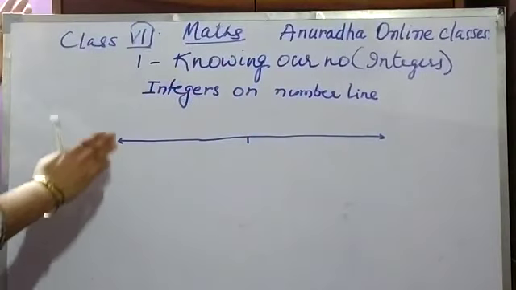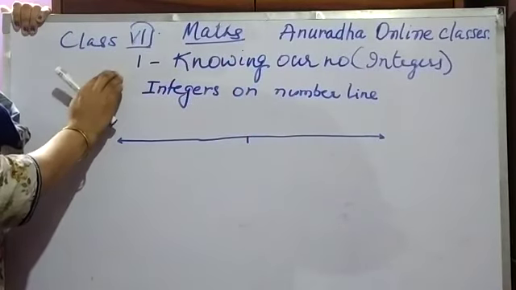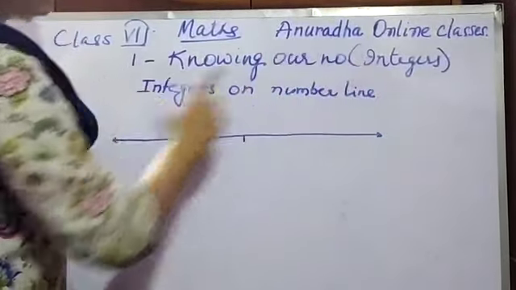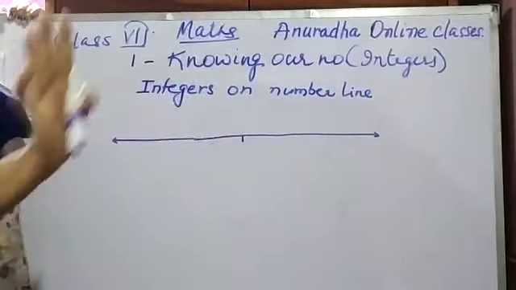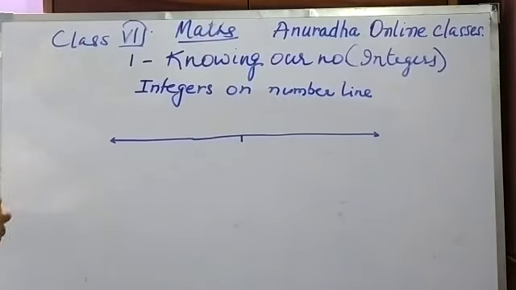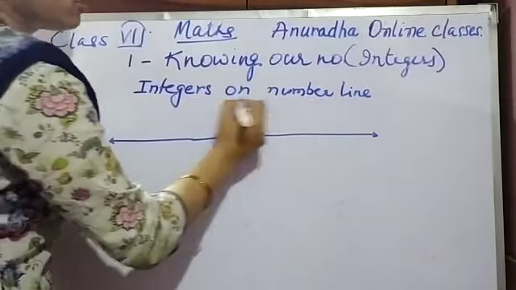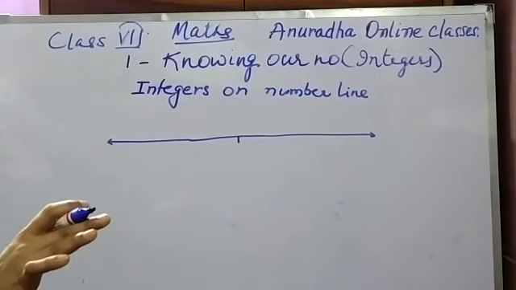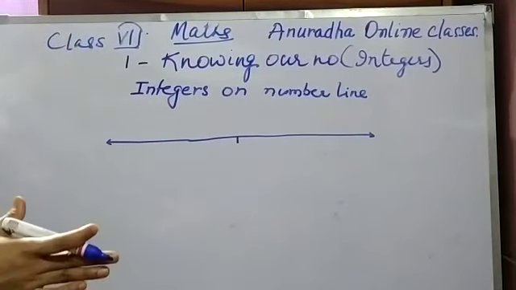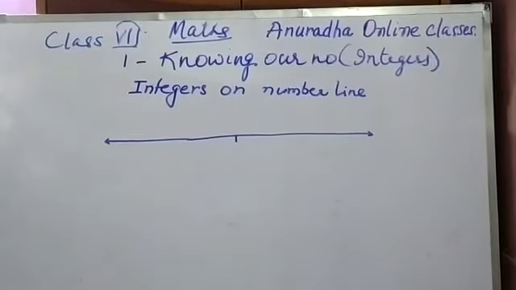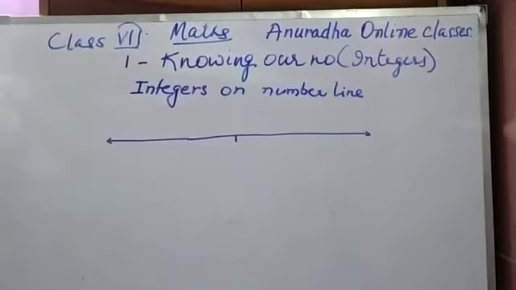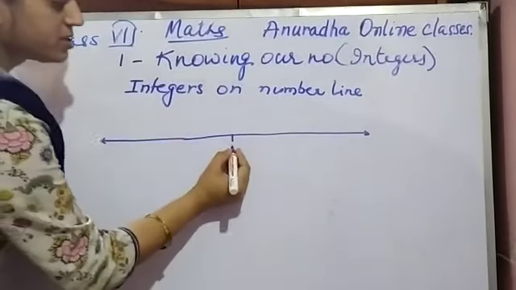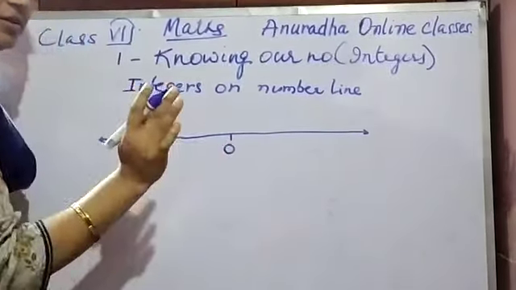Just now I'm going to start you with the very first chapter of class 7, that is knowing our numbers, integers. Integers on the number line. Firstly, I'll tell you about the integers on the number line. I think you have done this in class 6 also, but in class 7 you will go further into it.